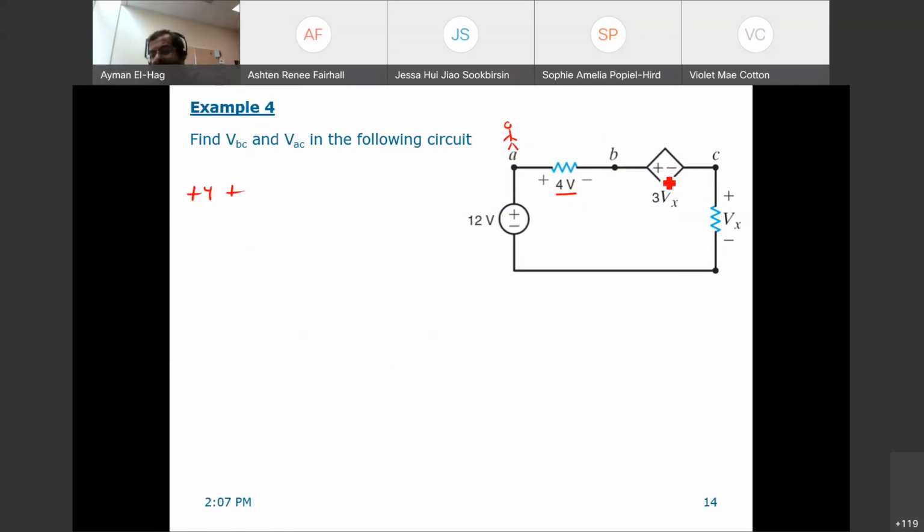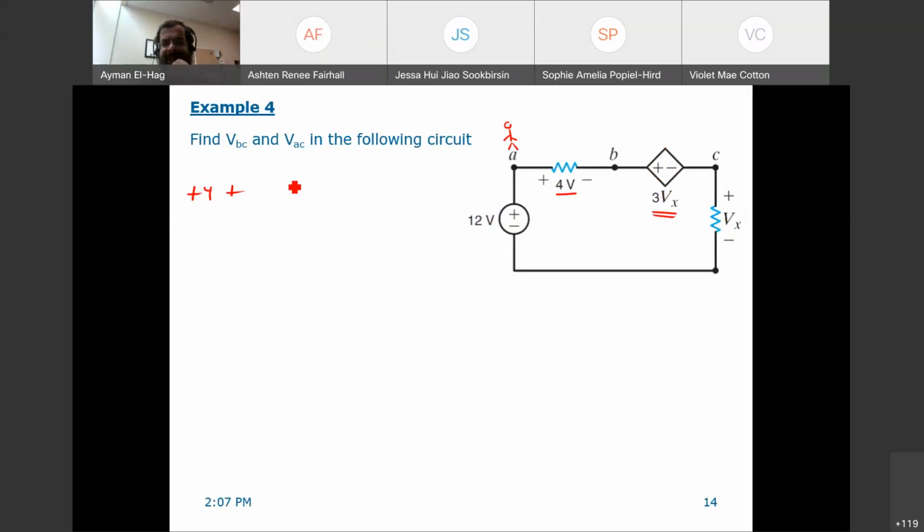Now, let's remind ourselves, this is a dependent voltage source, or we call it a voltage controlled voltage source, because it's a voltage source. How do I know that? Because of the plus minus. How do you know it's a dependent voltage source? Because of the shape of the source. It's a diamond shape, not a circle shape. How do I know this is voltage dependent? Because its value depends on another voltage.